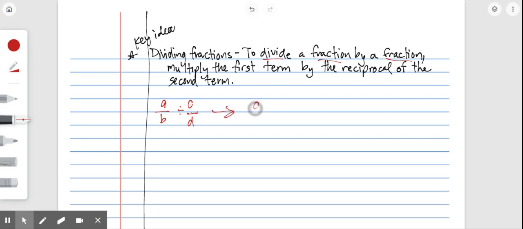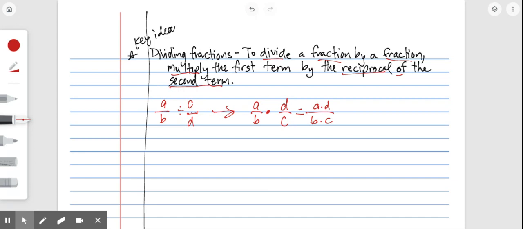I keep the first term, which is the a over b, and then I multiply by the reciprocal of the second term. And remember from the last video, reciprocal means that I flip that term. So I'm going to flip c over d, so d over c. And then when I multiply this, it becomes a times d over b times c. Okay, and the reason why this works for fractions is that multiplication and division are inverse operations. So if you invert one of the fractions, you undo the inverse operation. So that's how that works.